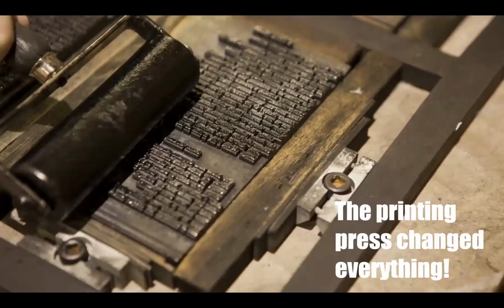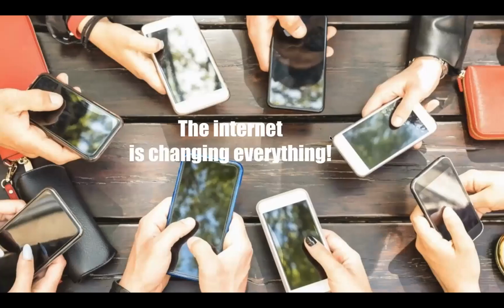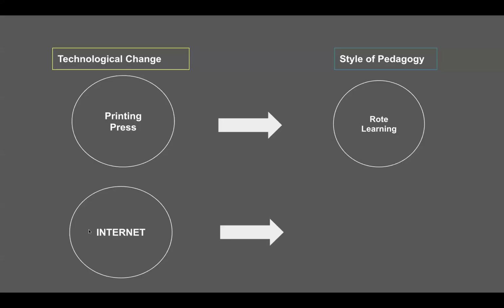Remember, the printing press changed everything. And now, the technological change of the printing press led to a style of pedagogy called rote learning. And as I said, most of us grew up with this kind of rote learning, and it was great for a world of books, but things are changing, and the internet is changing everything. So now we have the technological change of the internet. And how do we adapt our style of pedagogy? I don't actually know.